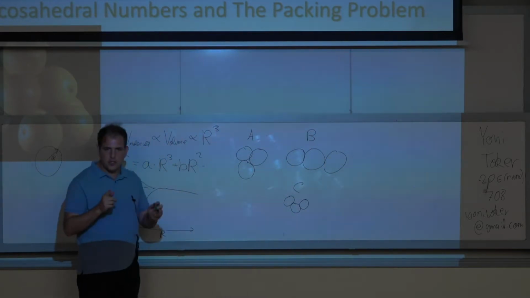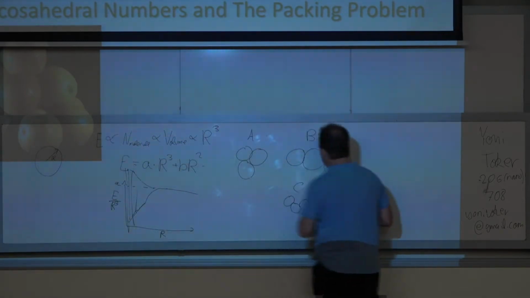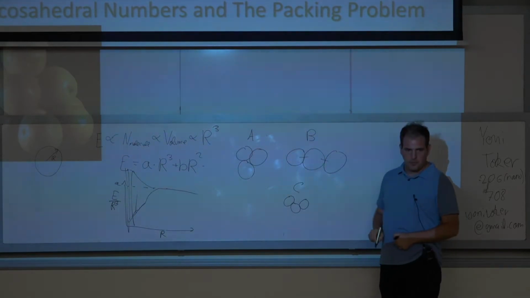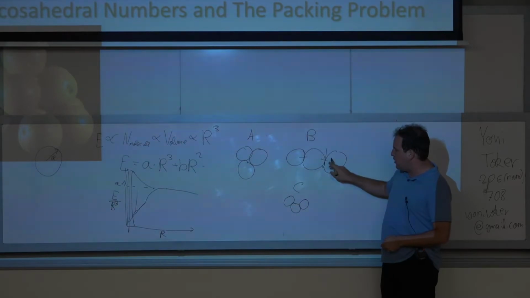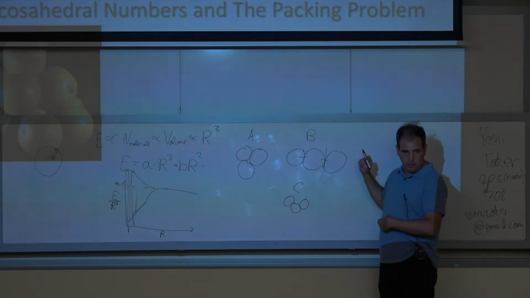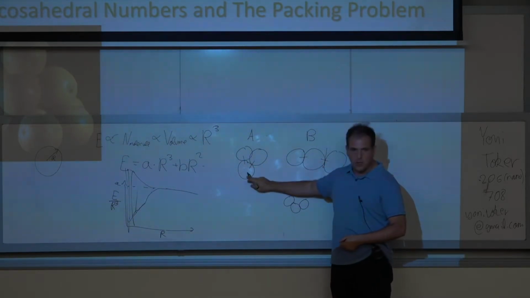So let's look at the connections. In structure B, this atom in the middle has two connections, but this atom on the side has only one connection. So you need to break only one van der Waals bond to break this apart. But in this case, every atom has two connections.